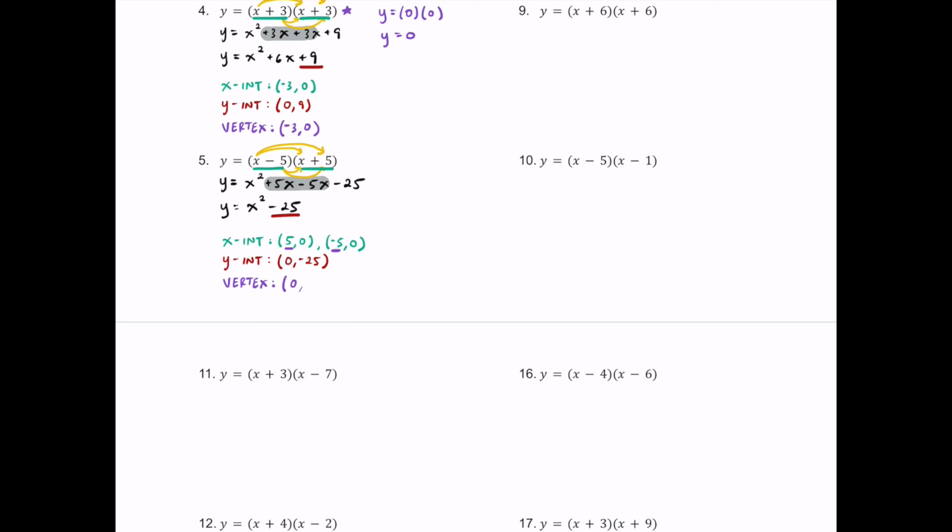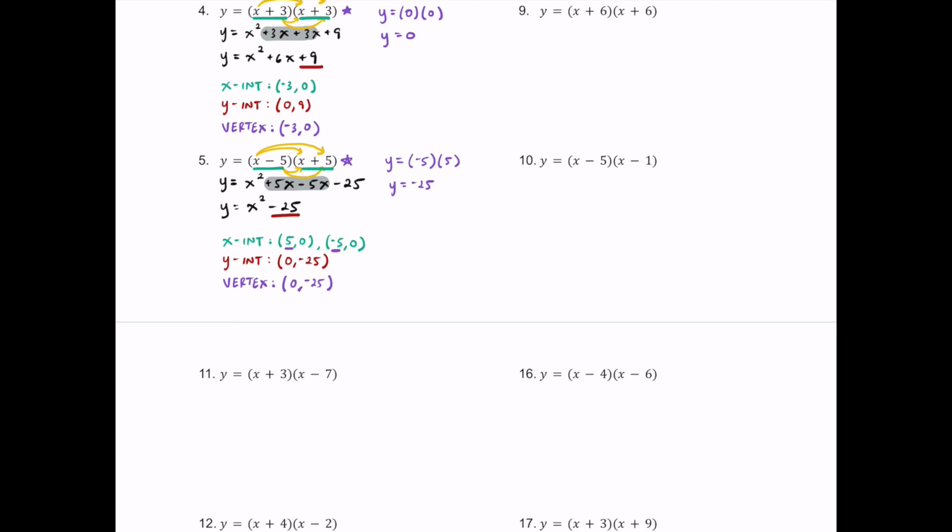And so 0, comma, and let's see what's going to happen here. So I think I'll go over something interesting that we can talk about here as well. If you plug in 0 for x, then 0 minus 5 would be negative 5, and then 0 plus 5 would be positive 5, y equals negative 25. But if you take a look, that's actually the same as the y-intercept, right?